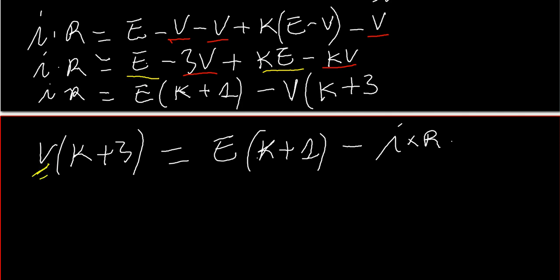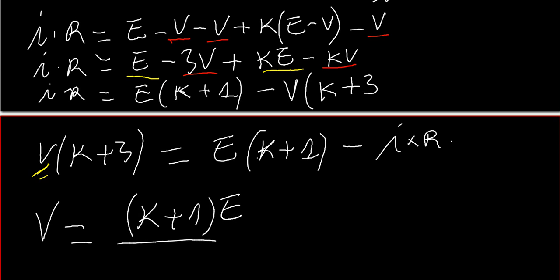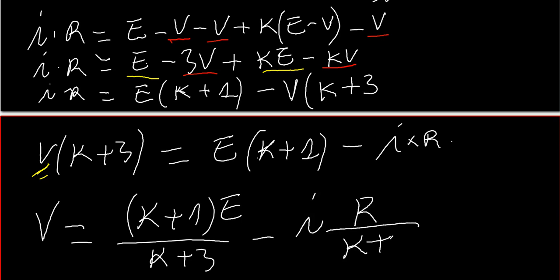If we take it very well, we can write V alone will be equal to K plus 1 times E divided by K plus 3, minus I R divided by K plus 3.